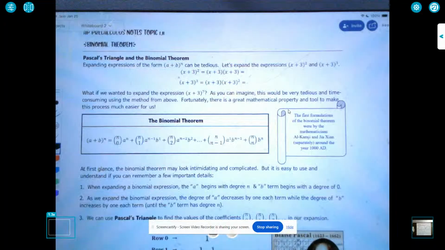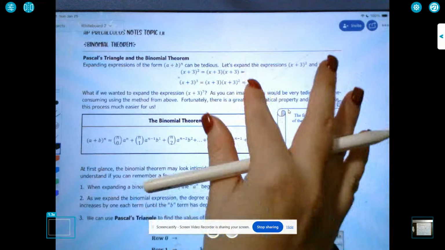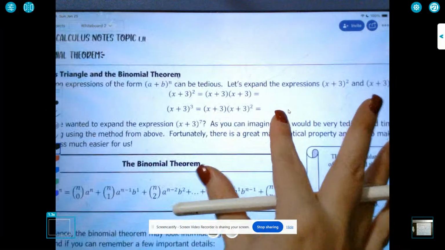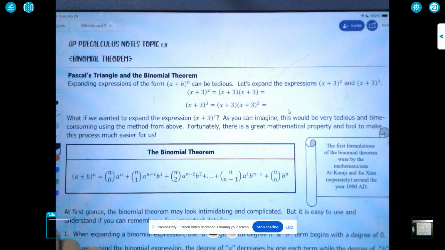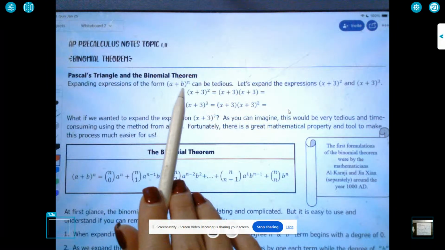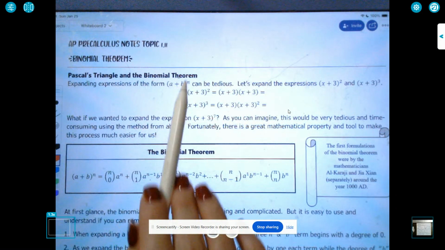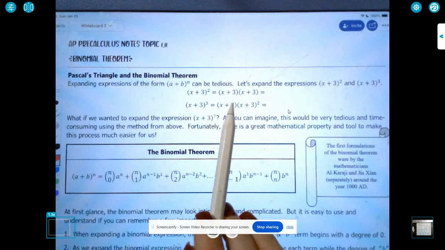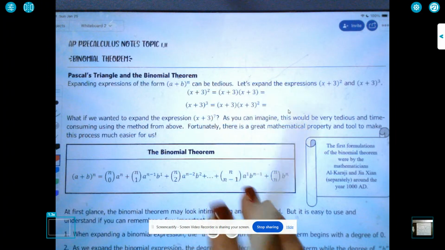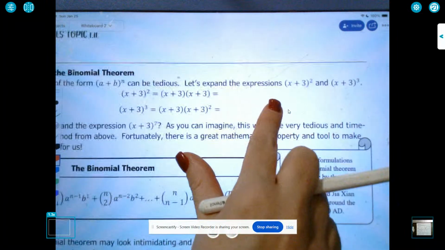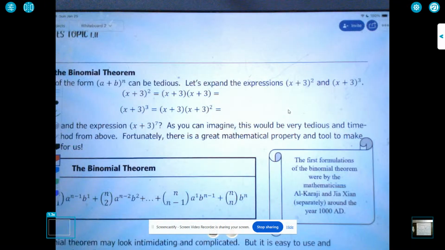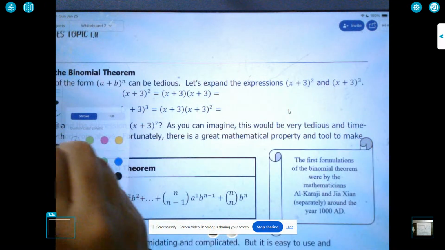So Pascal's triangle is ultimately how we are going to do the binomial theorem. So the first thing you're going to see here is if we're expanding this expression in general, anything a plus b to any exponent up here. Okay, that can be very tedious depending on how high your exponent is. So if we look at x plus 3 squared and x plus 3 cubed, if I just did x plus 3 squared, you would do your distributive property.